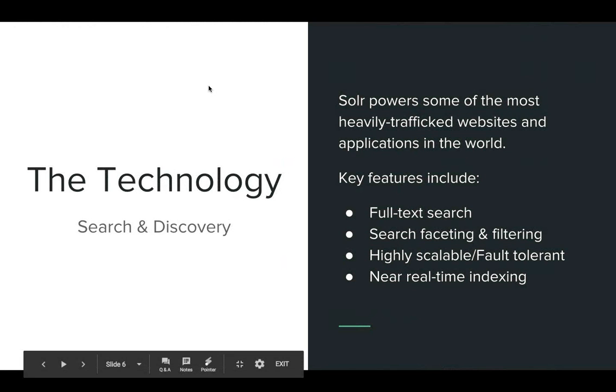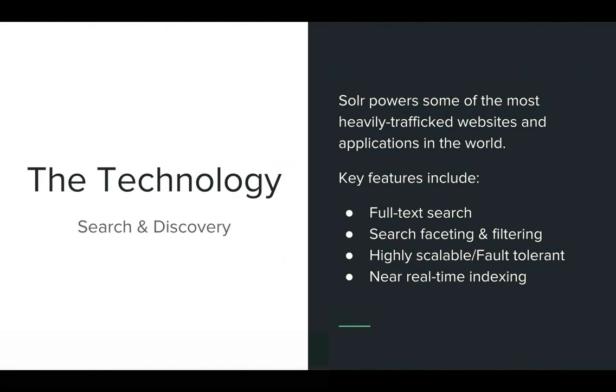Next is Apache Solr. Apache Solr is used for discovery within Islandora. Solr is very powerful, very flexible, and configurable. It's used on some of the most heavily trafficked websites and applications worldwide. Key features of Solr include full text search, search faceting and filtering. It's highly scalable and fault tolerant, and provides near real-time indexing. For example, if we ingest an object into Islandora, it's going to be indexed within Solr almost immediately, and will become searchable probably within 30 seconds after ingest.